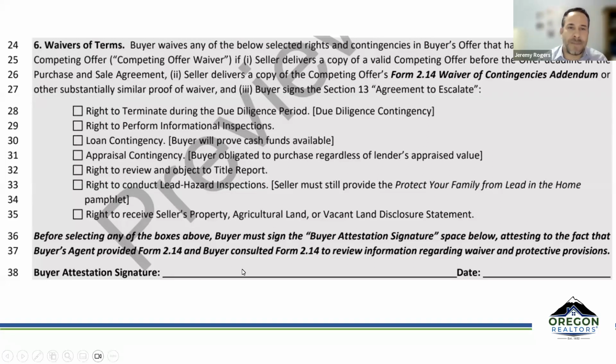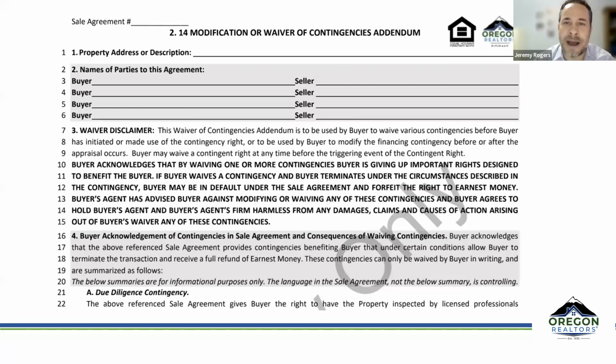I'll get to that question here in a minute. This is what that 2.14 modification or waivers of contingencies addendum looks like. You will see that section 3 up front, that big disclaimer. Okay, that's just the beginning. This form goes on and on to warn the buyer. In many ways, we tell the buyer what the purpose of the contingency is and how it benefits them for each of the contingencies in the sale agreement. We explain to the buyer what the consequences of waiving that particular contingency are, and then the buyer has that opportunity to waive.